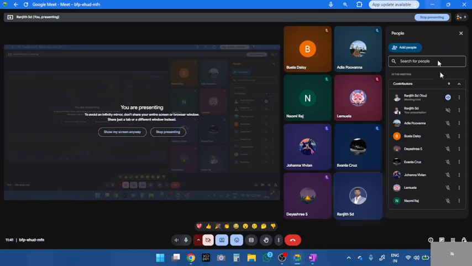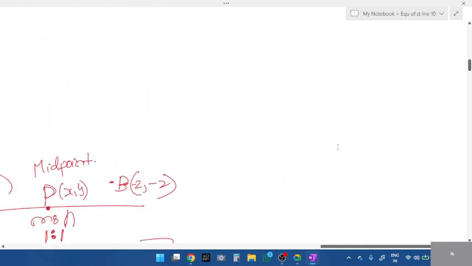Okay, all of you are online. Shall we start the next one? Let's do it. Okay, which one is that? Equation of a straight line. Now this is the main concept. It is a bit lengthy.